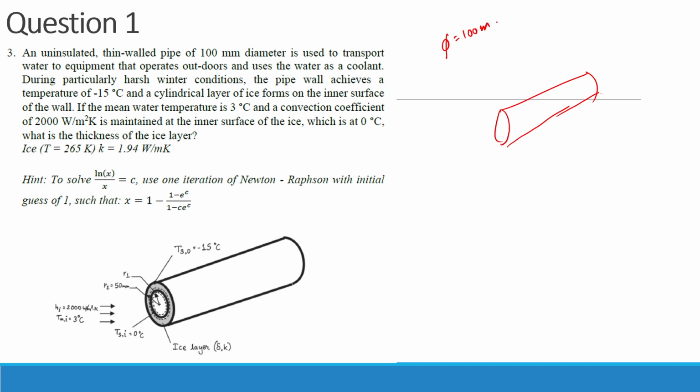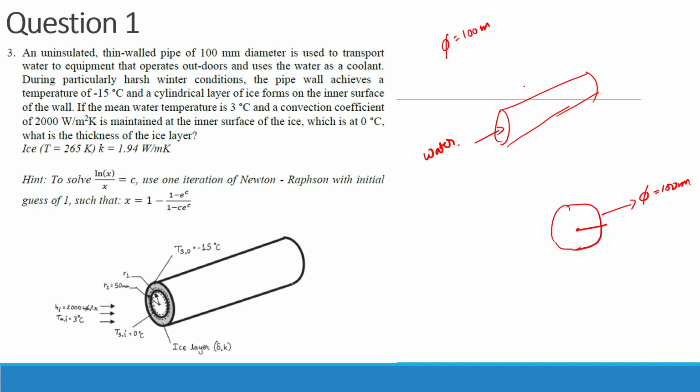So this pipe has a diameter of 100 mm. So if we just draw the cross sectional area over here, so phi is equal to 100 mm, and this is used to transport water to the equipment that operates outdoors and uses water as a coolant. So yes, basically nothing but water is flowing through this tube. Then we have been given, during particularly harsh winter conditions, the pipe wall achieves a temperature of -15 degrees Celsius and a cylindrical layer of ice forms on the inner surface of the wall.